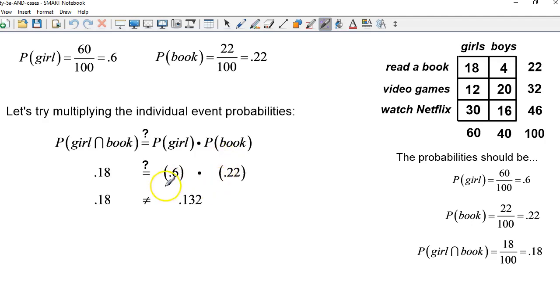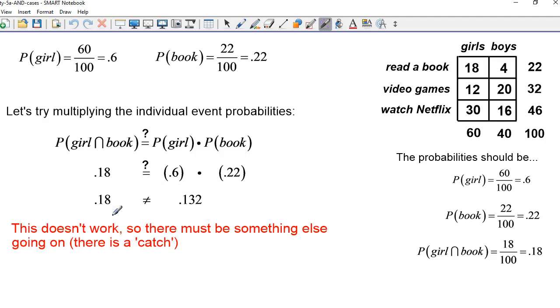Okay, so the probability of girl was 60%, the probability of liking a book was 22, and when you multiply those two, you get 13.2%, not 18%, right? That doesn't work. So there has to be something going on here, and it turns out there is a catch in the AND case, just like there was a catch when we had the OR case.